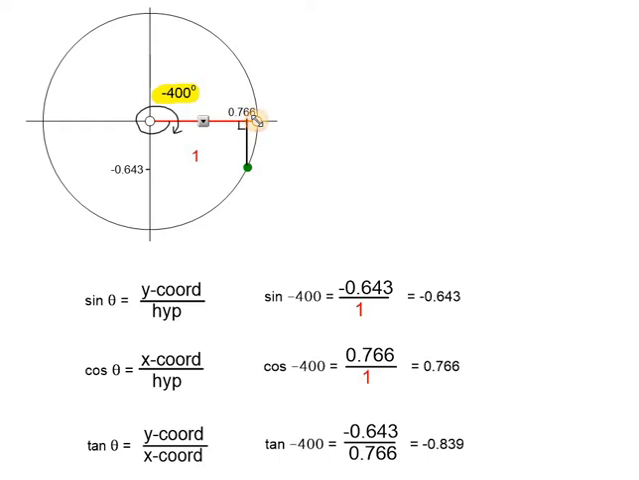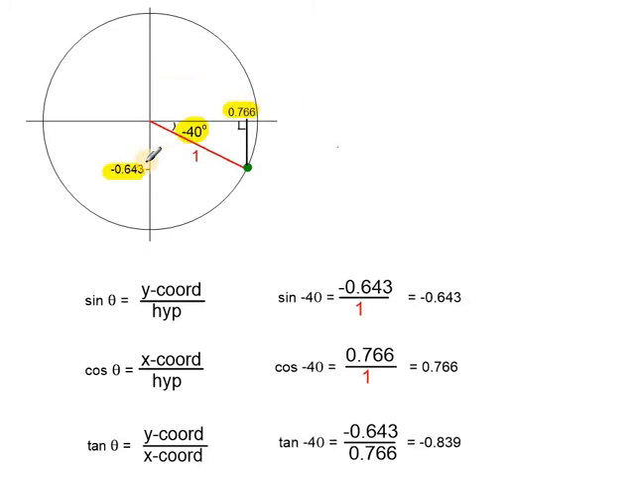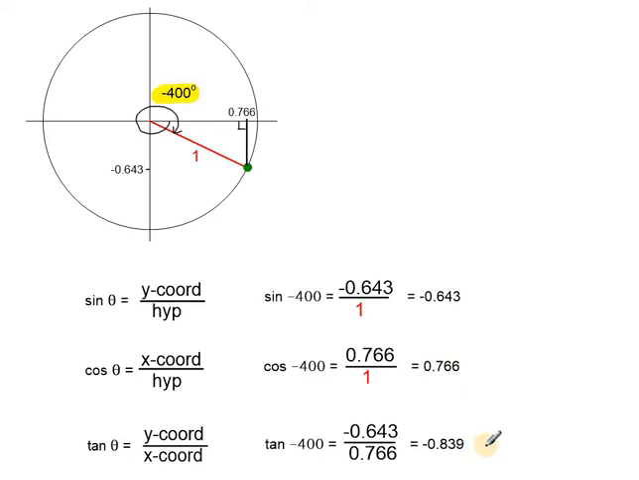Starting from the positive x-axis, the angle so far is 0 degrees, so that was minus 40, and if I keep going, that's minus 90, minus 180, minus 270, minus 360, and now the total angle I've gone through is minus 400 degrees. The x coordinate and the y coordinate at this point are exactly the same as what we had for minus 40 degrees. So these ratios and these ratios are identical.